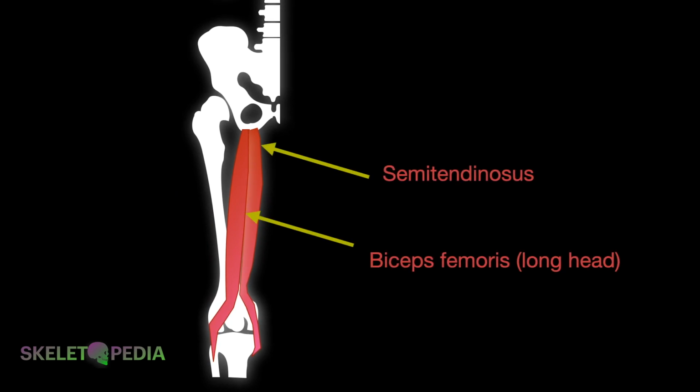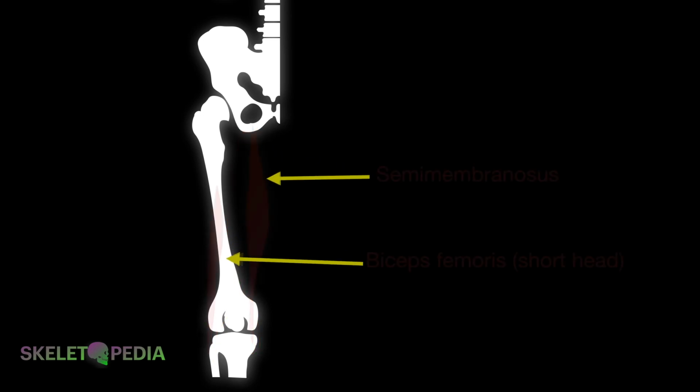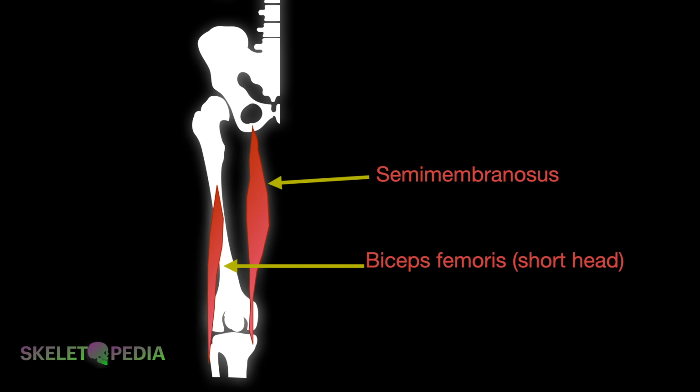So, what are those three muscles? Well, they are the semitendinosus, the semimembranosus, and the biceps femoris, which has two components. The long head is more superficial and in plane with the semitendinosus seen here, and deeper is the short head, along with the semimembranosus.